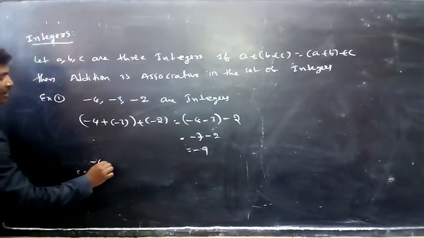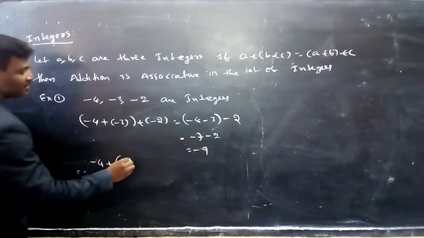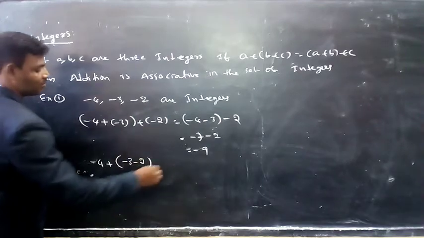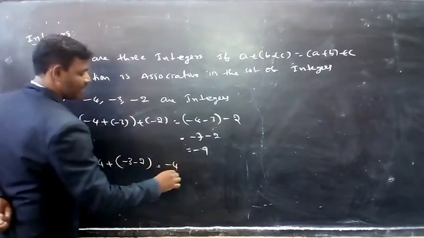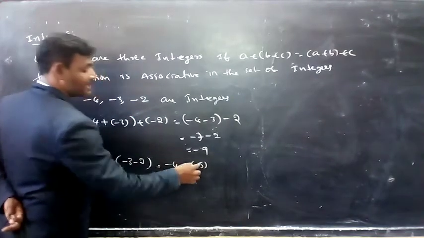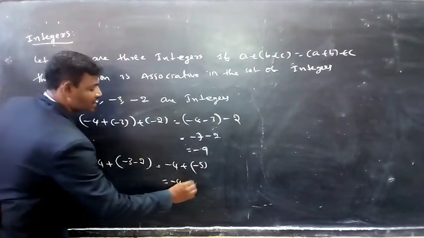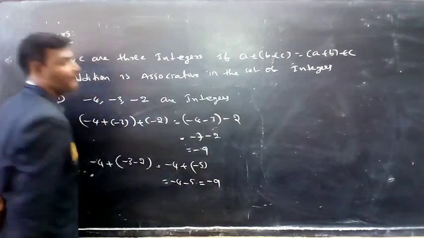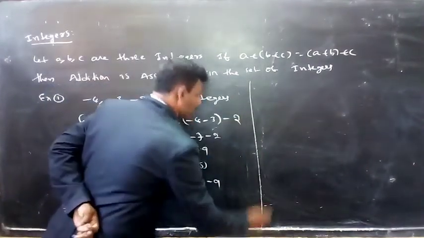Similarly, what do I need here? Minus 4 plus (minus 3 plus minus 2). Minus 3 minus 2 is minus 5. Plus into minus is minus. So minus 4 minus 5 is equal to minus 9. Next example 2.